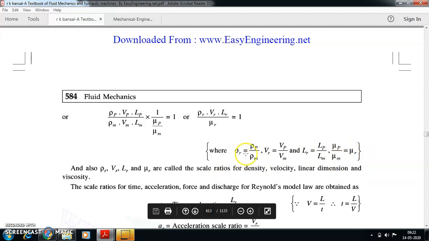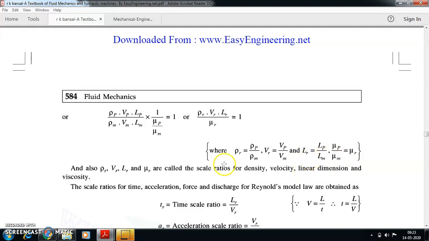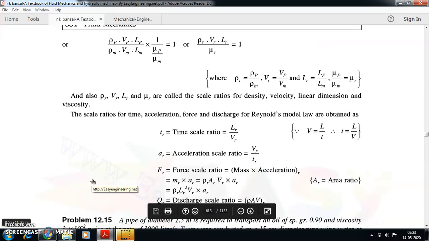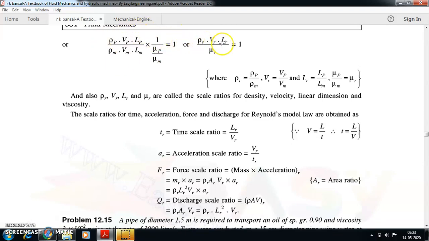The name for rho r is scalar ratio for density, Vr will be scalar ratio for velocity, Lr will be the scalar ratio of linear dimension, and mu r will be the scalar ratio of viscosity. So by naming that, I can rewrite this particular law as rho r Vr Lr divided by mu r equal to 1. Okay, this will be the final conclusion.